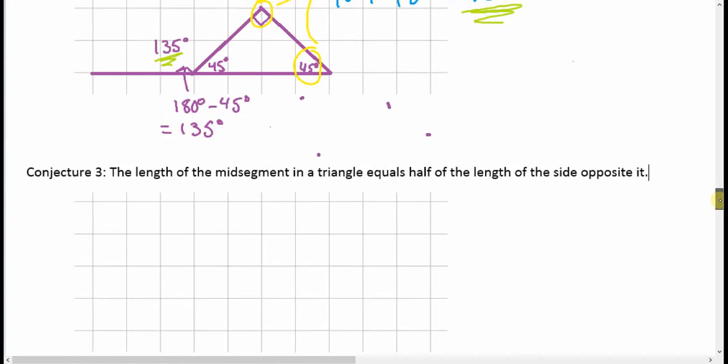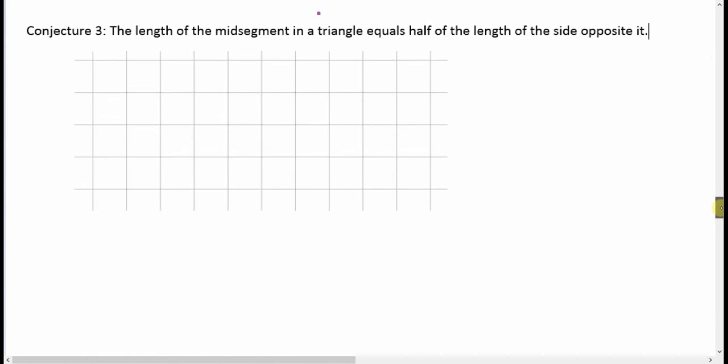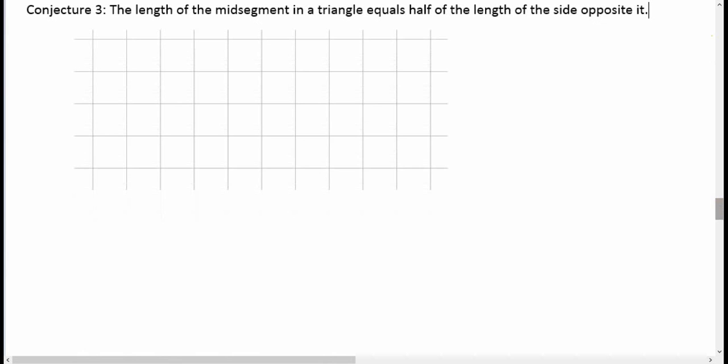It's very handy. Okay, our final conjecture that we're going to look at and try to support is the length of the midsegment in a triangle equals half of the length of the side opposite it. That sounds like quite a bit. So let's draw this out. So we're going to do a triangle. Hey, you know what? In Paint, I have a triangle tool. Why am I working so hard to make a triangle when it can make it for me?